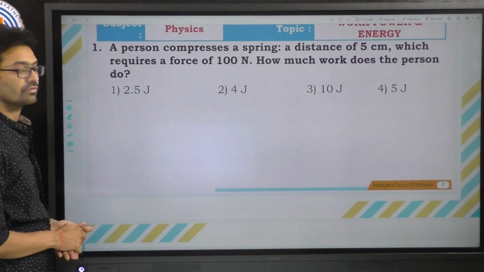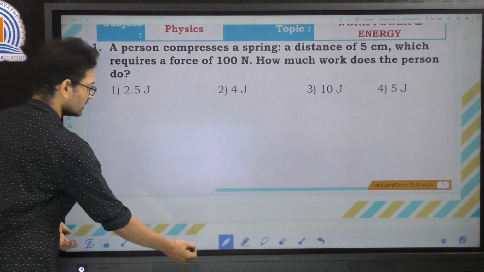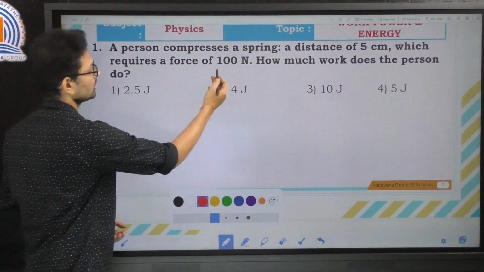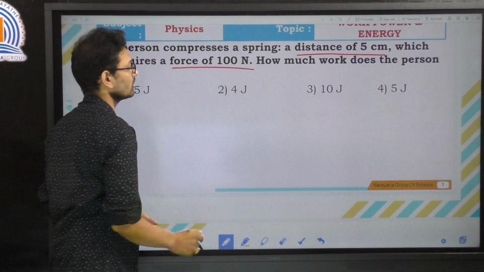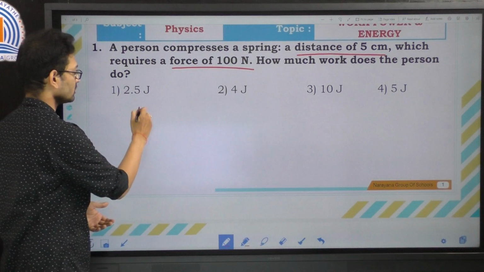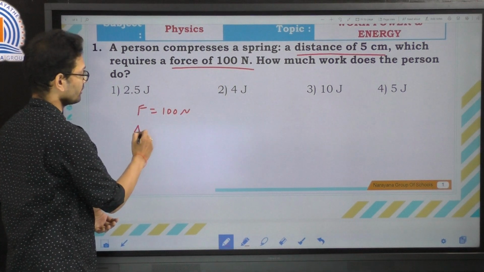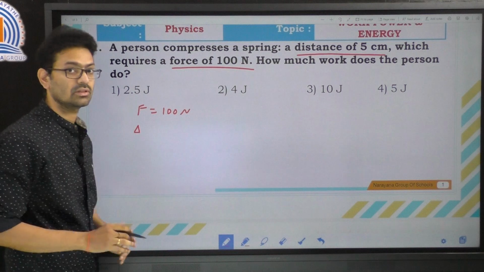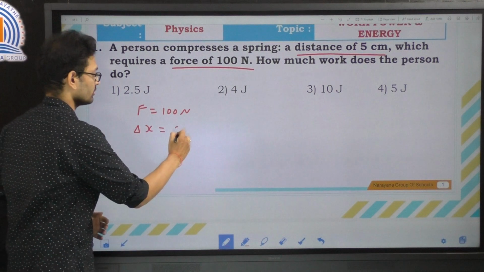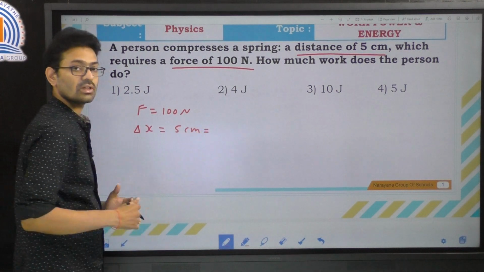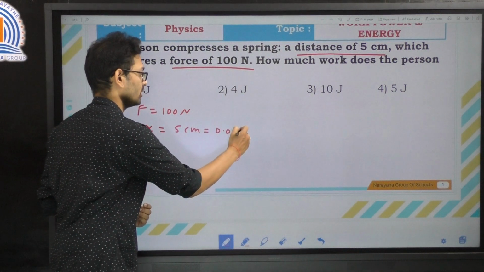compresses a spring a distance of 5 centimeters which requires a force of 100 newtons. So here the given data is: distance is given as 5 centimeters, which is CGS unit, and force is given in SI unit, which is 100 newtons. So force F is going to be equal to 100 newtons, whereas the compressed distance is nothing but delta x. Delta x is given as 5 centimeters. If you convert it into SI unit, you are going to get 0.05 meters.